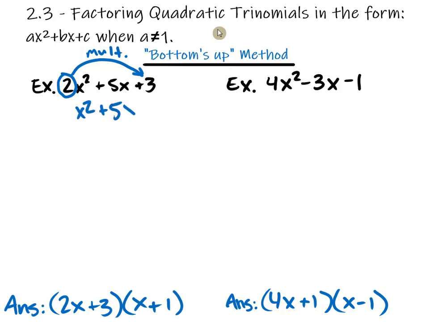x squared plus 5x plus 6. 2 times 3 is 6. We're going to hide it over there with the constant, with multiplication. And now we're actually going to factor like we did before.